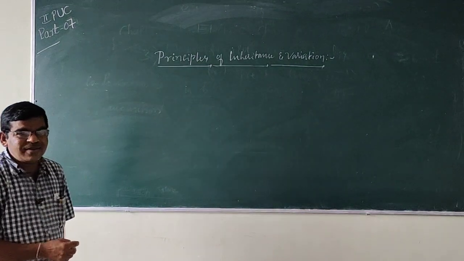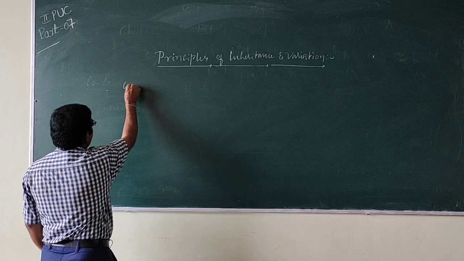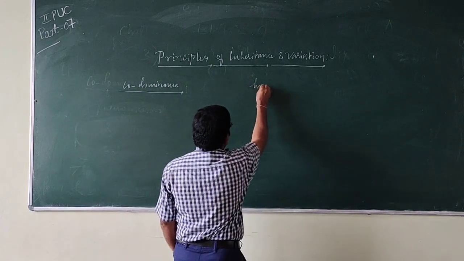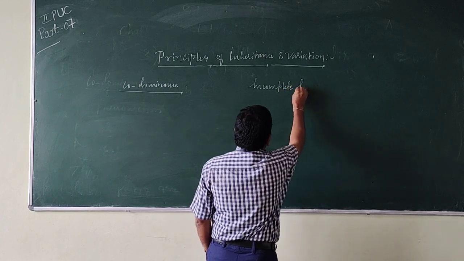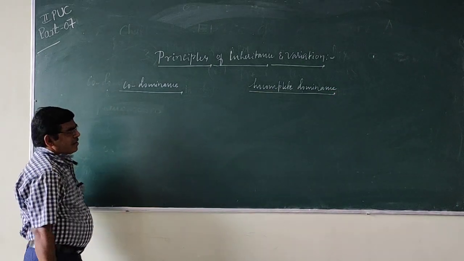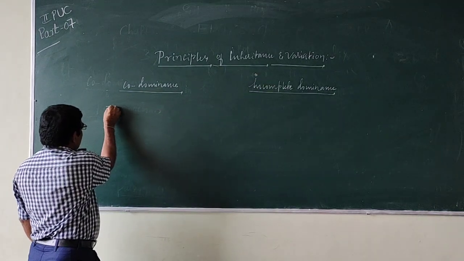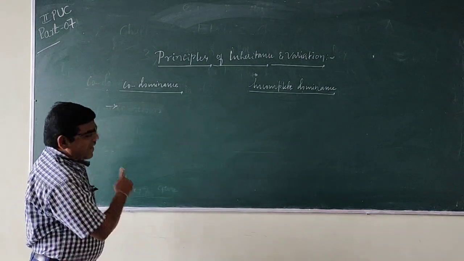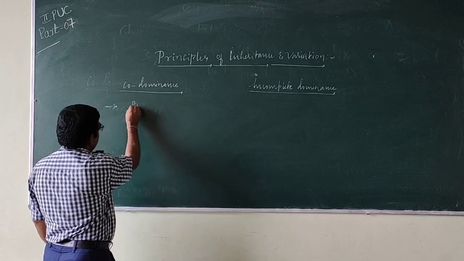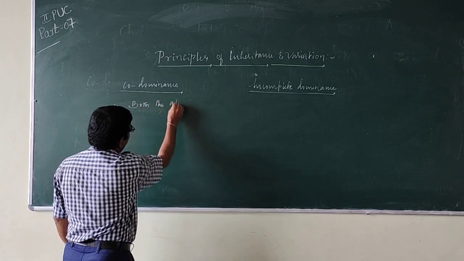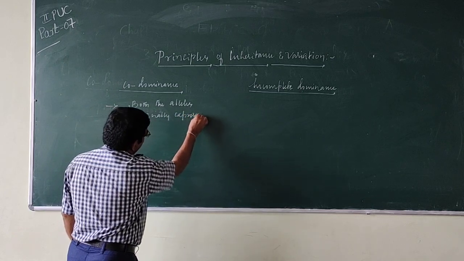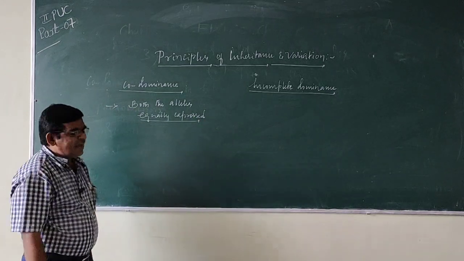Next, the difference between codominance and incomplete dominance. In codominance, both the alleles are equally expressed.